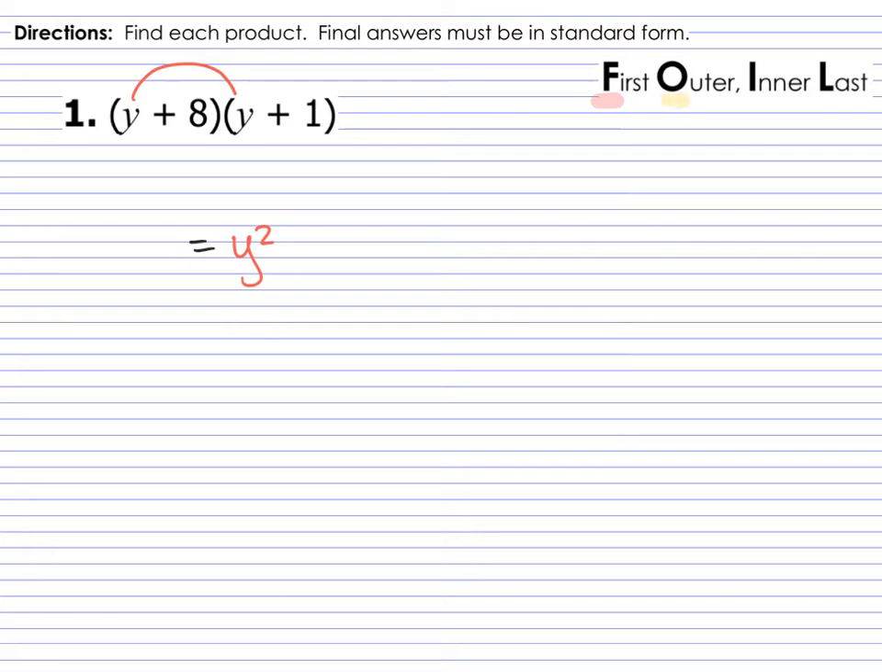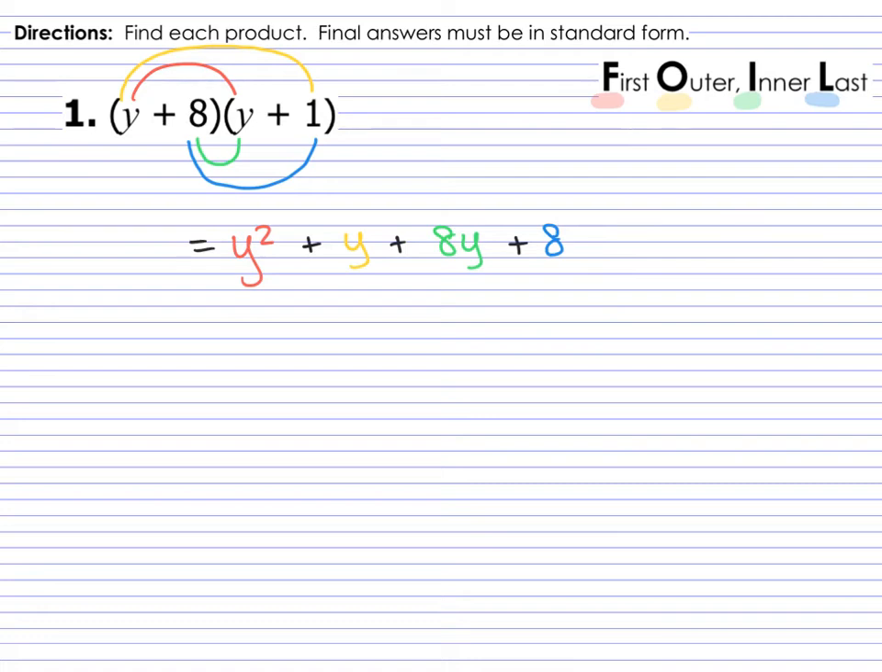Then we're going to do outer. So outer is going to be the y, my first, times my last. Y times 1 is going to be plus y. Now we're going to move on to the inner. Inner is going to be the 2 terms closest to each other. So that's going to be plus 8 times y is 8y. And then for last, which is my L out of FOIL, I do the last term in both. So 8 times 1 gives me plus 8.